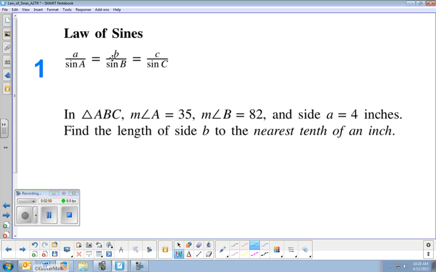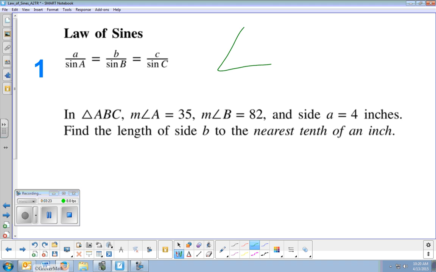Now, they show you all three fractions here as a proportion, all three ratios as a proportion. But you're never going to write the law of sines as all three of them. What we're really trying to say is that any two of these are equal. A over sine A equals B over sine B, and B over sine B equals C over sine C. So that means that A over sine A equals C over sine C, because they're all equal. So you're really going to, for the most part, be writing just a proportion with two of them and cross multiplying and stuff like that.